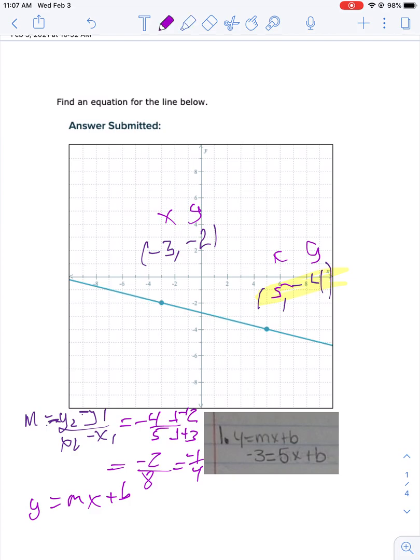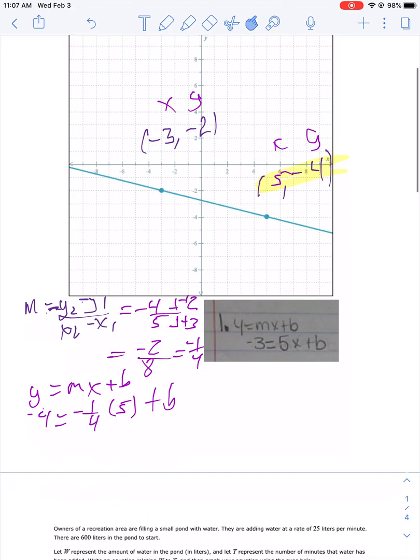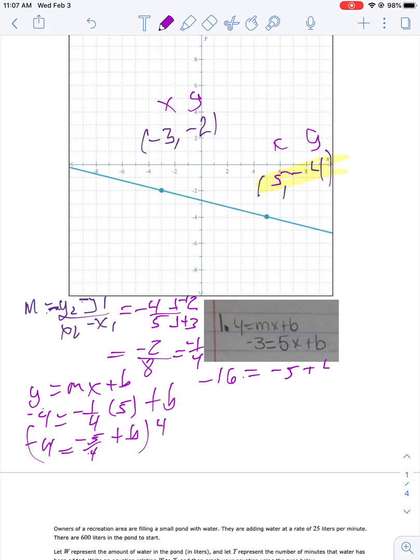So instead of writing y, it's -4. We know m is -1/4. We know x is +5. We'll solve for b. So let's multiply that first. So we get -4 equals -5 over 4 plus b. Well, let's multiply everything by 4 because we have a fraction here, don't we? So we get -16 equals -5 plus 4b because we multiply everything by 4.